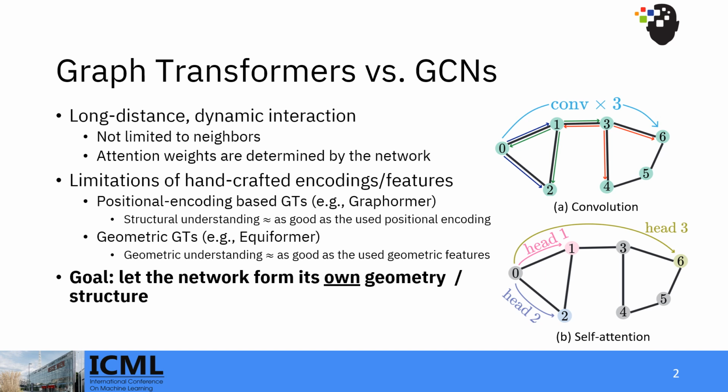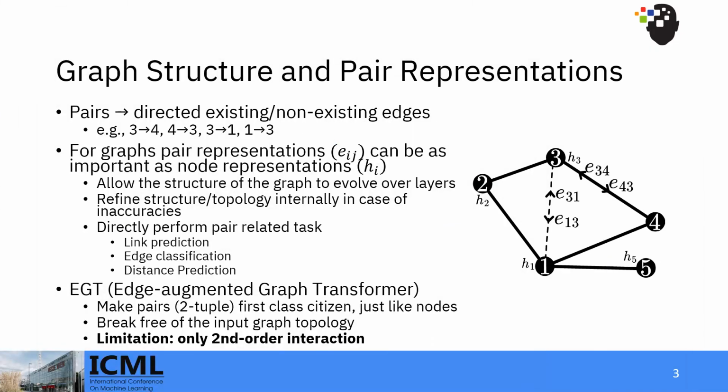However, in the spirit of deep representation learning, we want to let the network form its own deeper representations of the graph topology. This is where pair representations help us. Pair representations e_ij are assigned to all pairs ij, regardless of whether they are connected or not. Similar to the node representations h_i, they are updated in each layer.